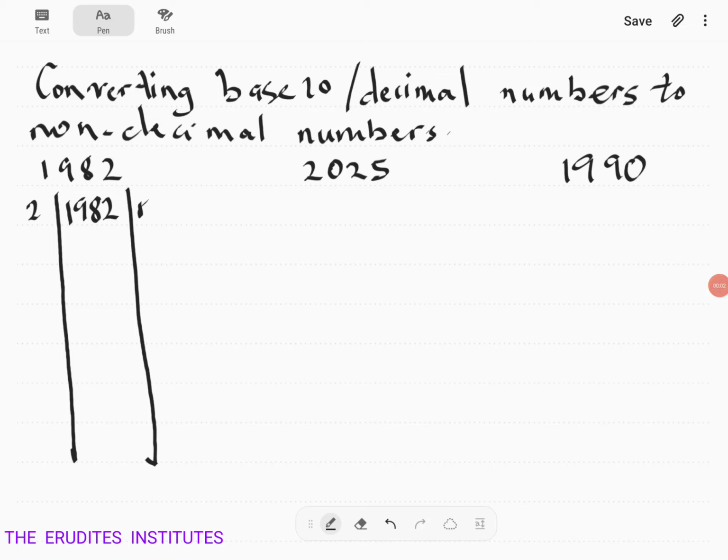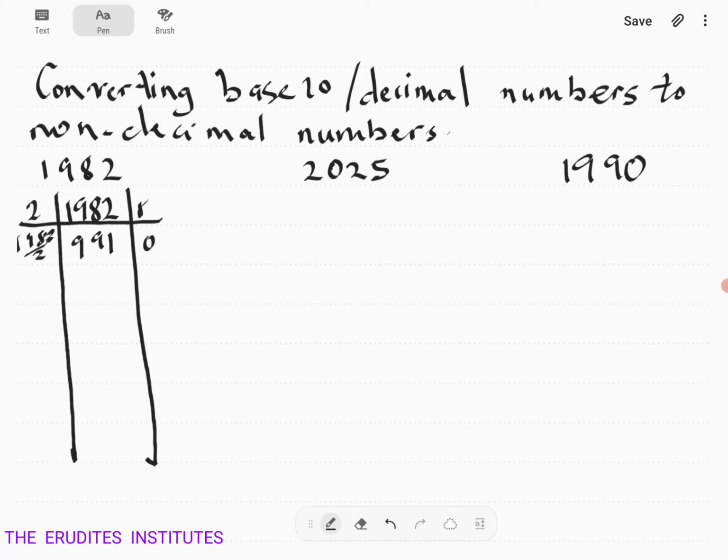So this is how we are going to do it after drawing this table. We are going to continually divide 1982 by 2. So let's say 1982 divided by 2, that is going to give us 991. Now the remainder from this division is 0.